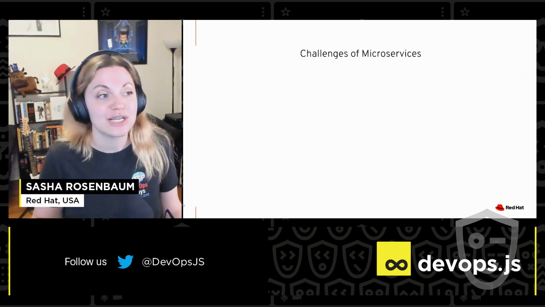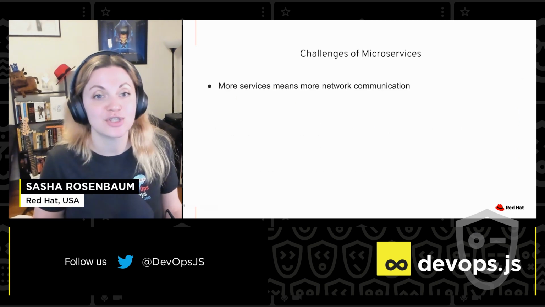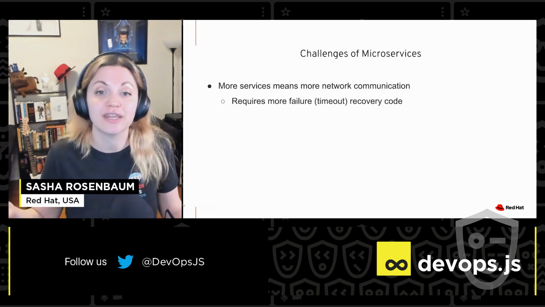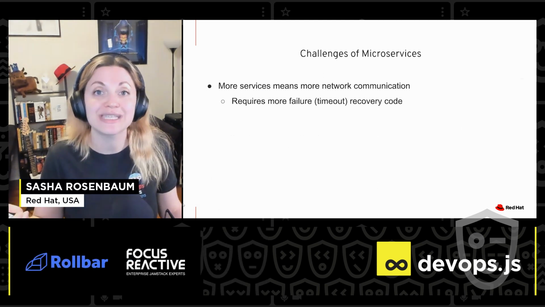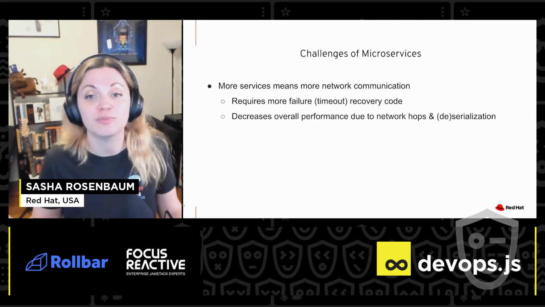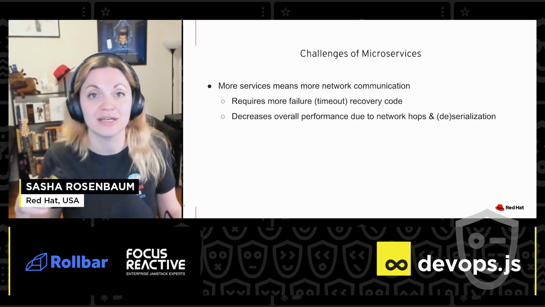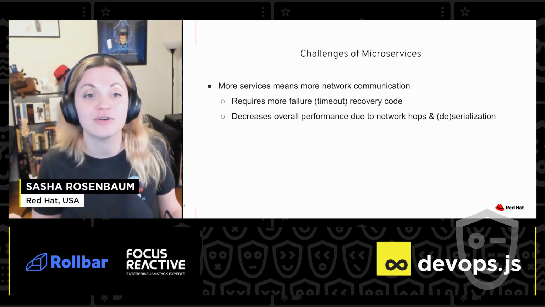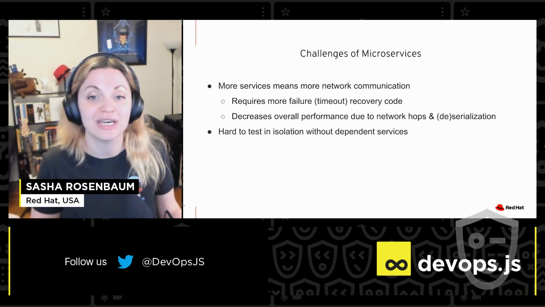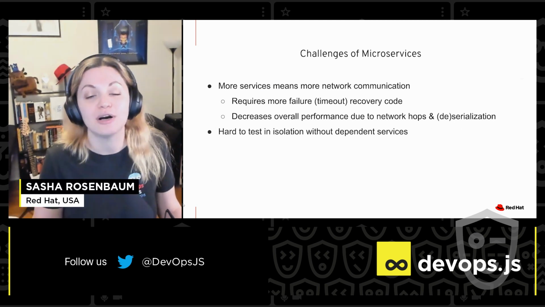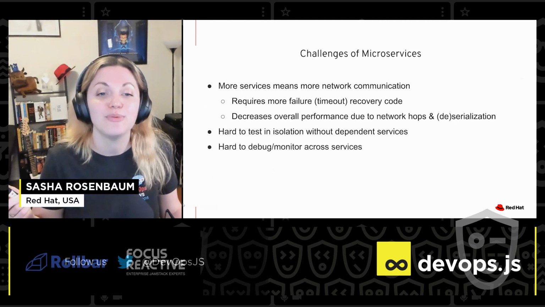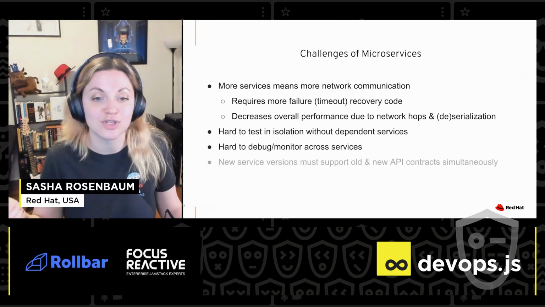So to summarize, the challenges of microservices are essentially that more services mean more network communication, which requires more failure and timeout recovery code. So this is something that you as a developer have to worry about. It decreases overall performance due to network hops and the continuous serialization and deserialization of objects. It's hard to test in isolation without dependent services. So it can be really hard to stub everything out and be able to test a service in isolation. It's hard to debug and monitor across different services.